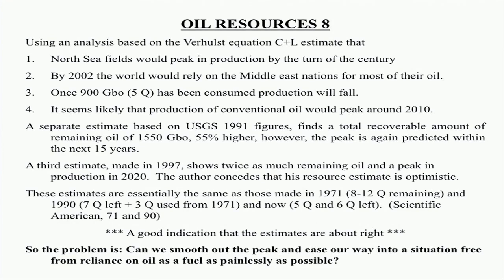Once about 900 gigabarrels of oil, 850 actually, that's about 5 Q, was consumed, then production would start to decline, which it did. And it seems likely that production of conventional oil, remember we're talking globally here, this will change depending upon the region and the country, but on average the production will start to fall. And they said it would also seem likely that production of conventional oil would peak around 2010 globally. Remember, this is conventional oil.